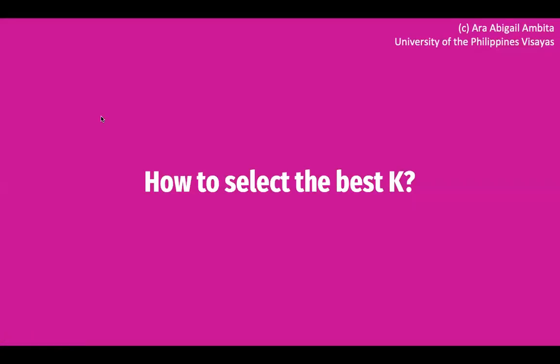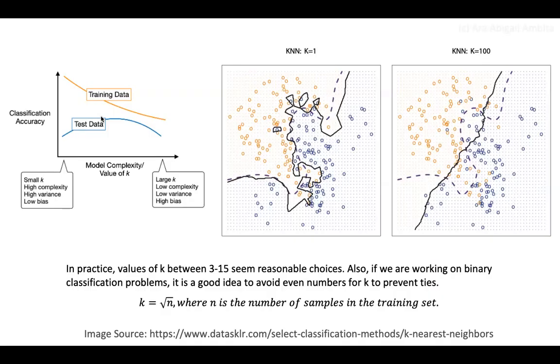Now, how do we select the best K, or the optimal number of neighbors? In practice, values of K between 3 and 15 may seem reasonable choices. Also, if we are working on binary classification problems, it is a good idea to avoid even numbers for K to prevent ties. In some literature, K may be computed from the square root of n, where n is the number of samples in the training data set.